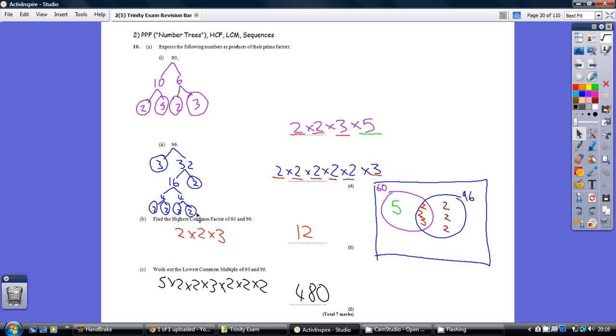Now, to work out the highest common factor, factors are smaller, so this is the smaller number. That's the numbers that are in the middle, the overlapping bit, all times together. So that's 2 times 2 times 3, which is 12. The lowest common multiple, multiples are bigger, is all the numbers in the Venn diagram times together. Doesn't matter which order, but that's 5 times 2 times 2 times 3 times 2 times 2 times 2, which is 480.